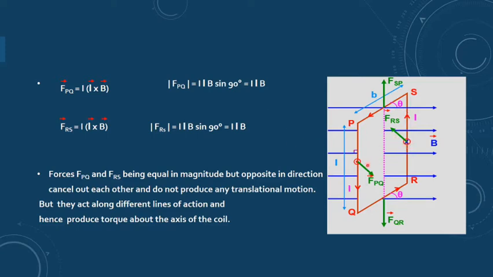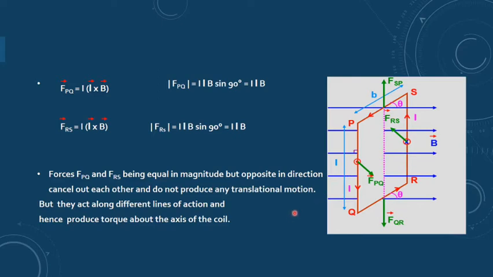At this point the force direction is outward. Again, you can find this by using Fleming's left hand rule. Both are equal in magnitude, opposite in direction, but they are acting along different lines of action. So they are going to produce the torque.